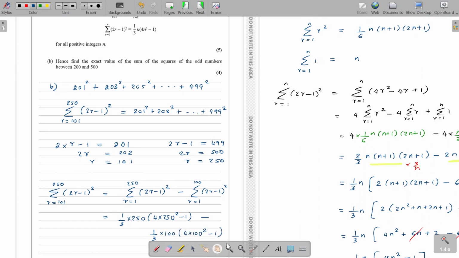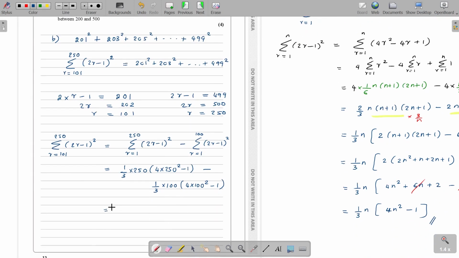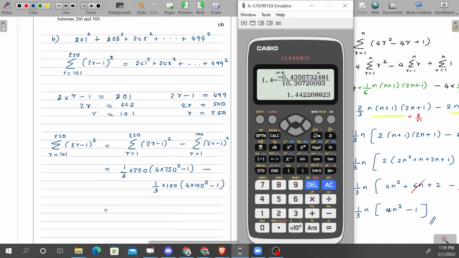Can you all type everything in the calculator? 1 over 3 into 250 into 4 times 250 square minus 1, minus 1 over 3 into 100 into 4 times 100 square minus 1. So we get here, okay, 1, 2, 3, 4, 5, 6. So I get here 19,499,950.